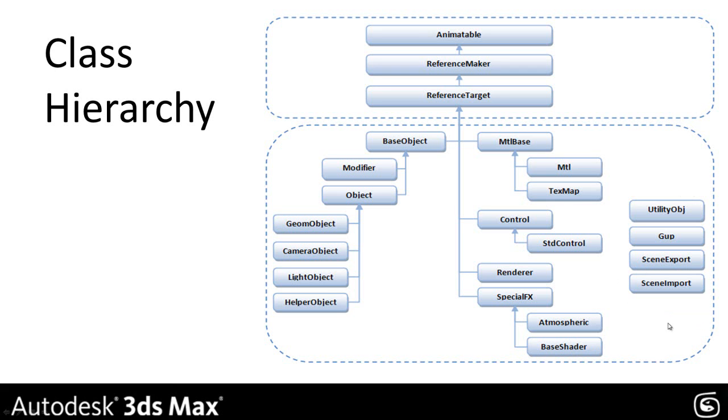And then off to the side, which are not part of the hierarchy directly, are things like the utility object, the global utility, scene import and export. Alright?